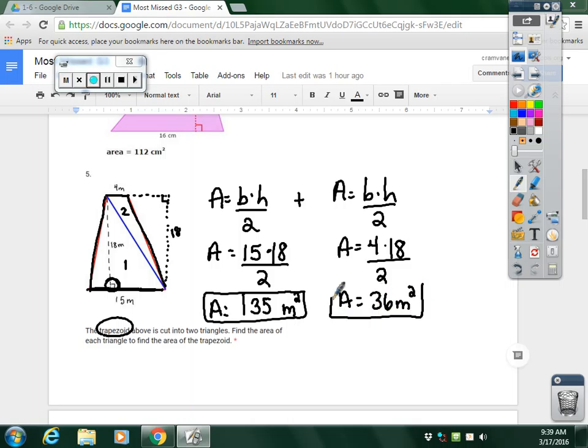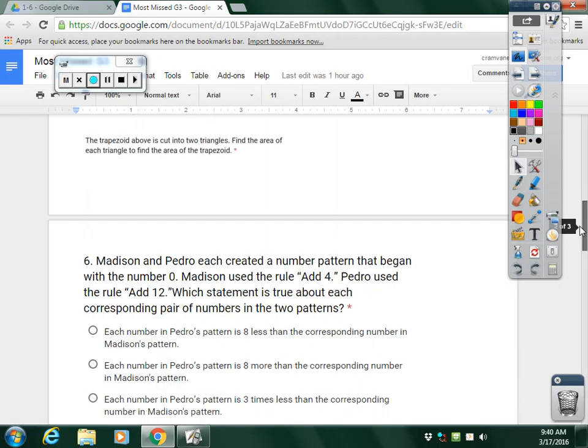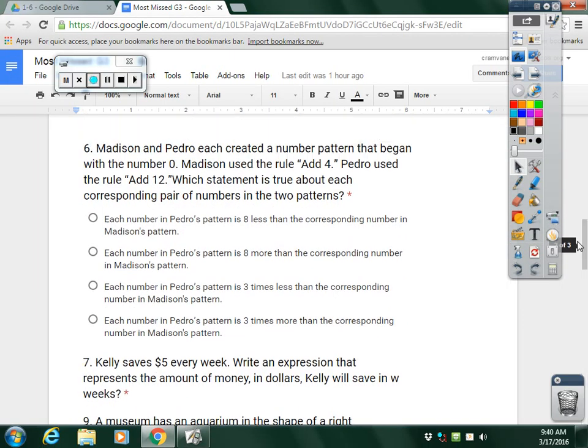When you add these together, okay, you will get the area of the trapezoid. That's how you do that. And you should have gotten for an answer 171. Okay, let's go down. Ooh. Okay, so you have some work on your paper, I think.